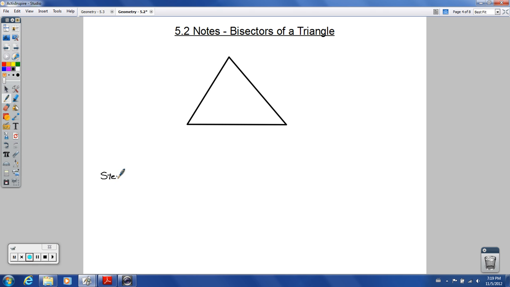This is step 1. Step 1 is to draw any triangle you want. Call it triangle A, B, C. So I'm going to call this point right here A, I'm going to call this point up here B, and this point I'm going to call C.